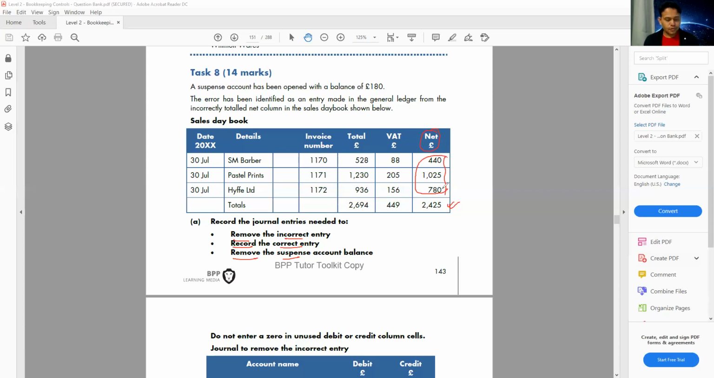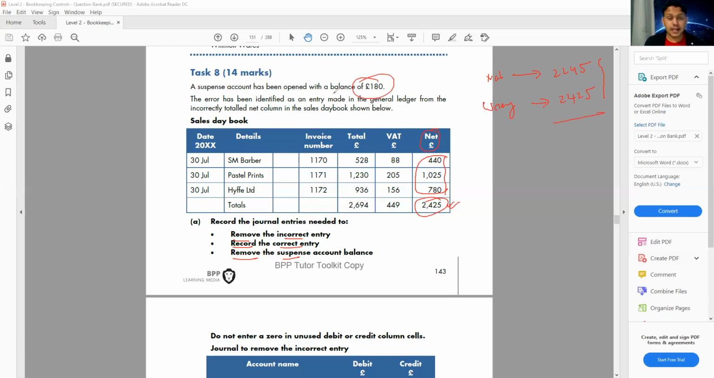440, and 1025, and we have 780. So if we add these, that gives us 2245. Okay, so that's supposed to be 2245, but mistakenly we wrote here 2425. That's the wrong one, isn't it? The wrong one is 2425, and the difference should be 180.